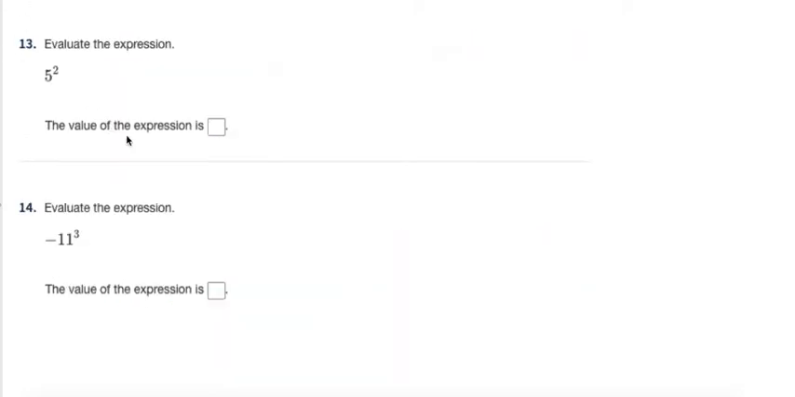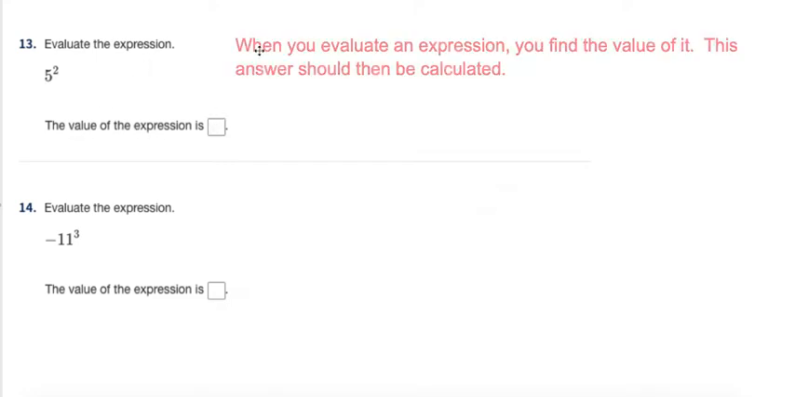Question 13 tells you to evaluate an expression and find the value of the expression. Really all they want you to do here is calculate it. When you multiply 5 times itself 2 times, you get 25. All you're doing is taking whatever expression is here and writing it out. This one would be 5 times 5, and then you solve for that value. That is the value of that expression.